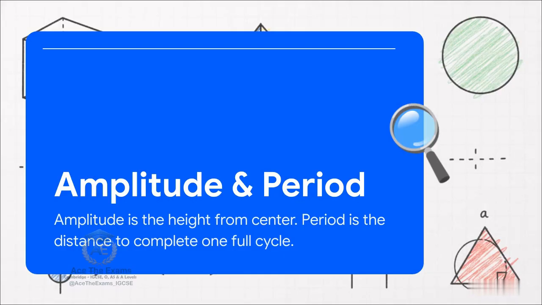Let's lock down our vocabulary, because examiners love testing this. Amplitude isn't from the bottom to the top. Actually, scratch that. It's from the flat center line straight up to the peak. It's your vertical stretch. The period is your horizontal repetition. How far you walk along the x-axis before the whole ride starts over.